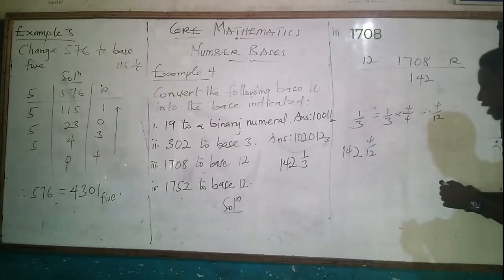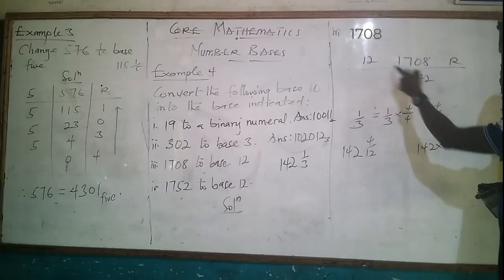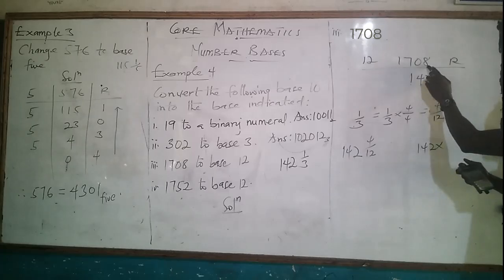So we can use the other approach. We are going to multiply the 142 by the 12. If we multiply 142 by 12, that gets you 1,704.